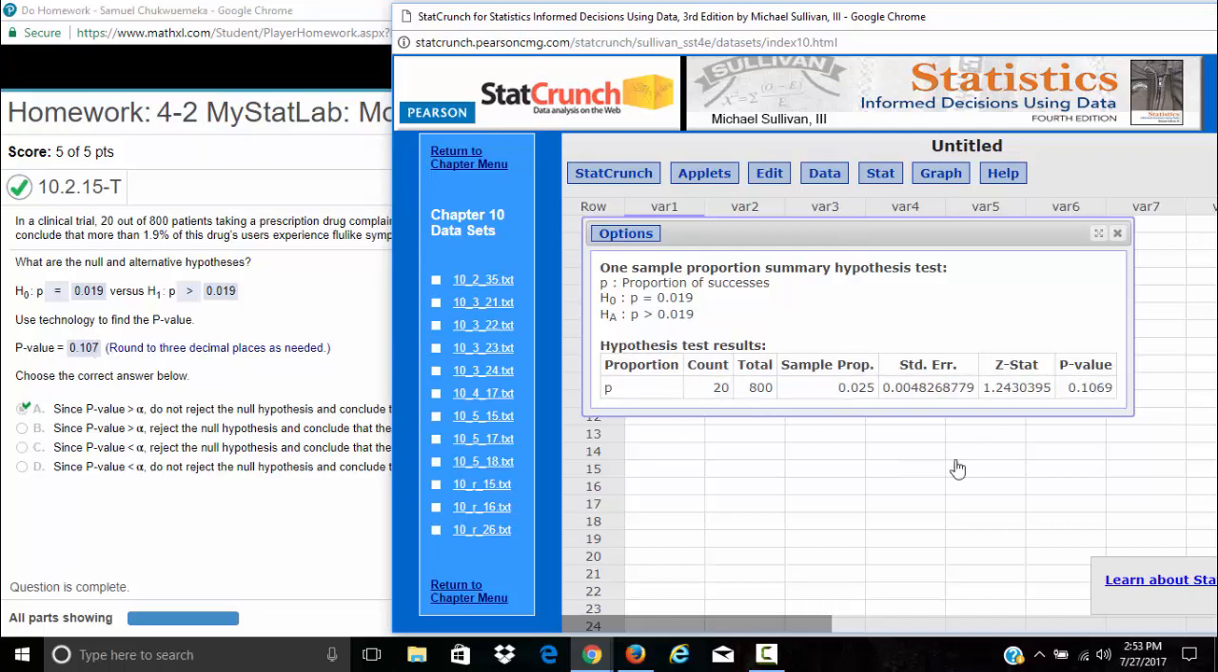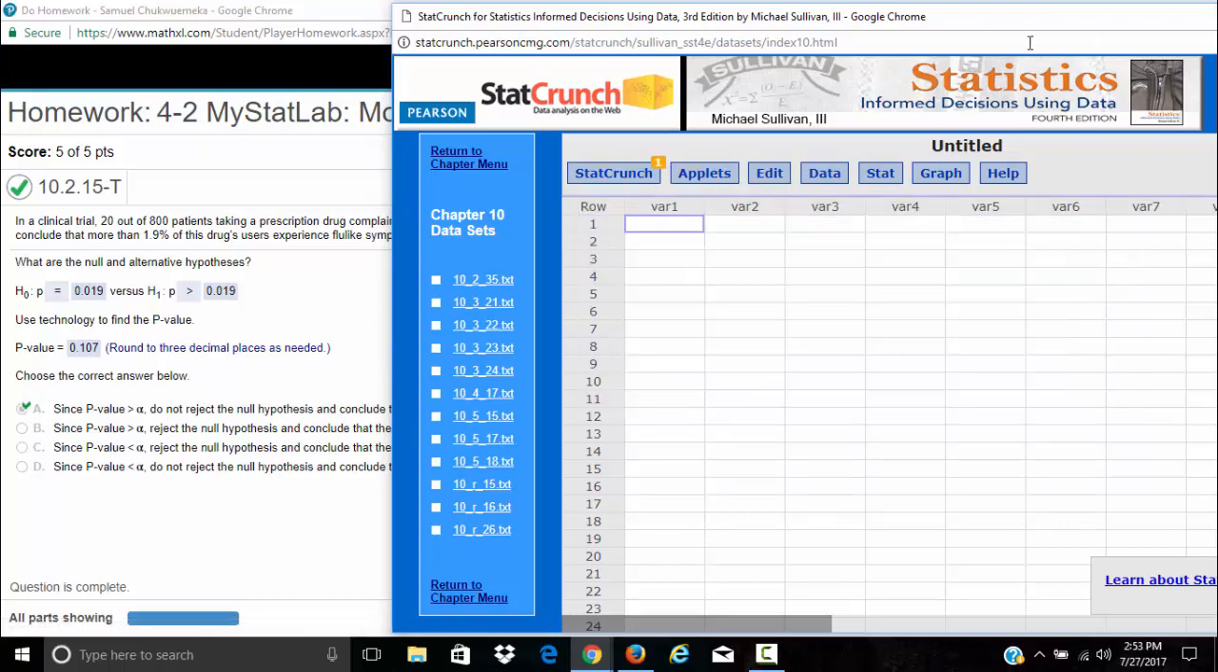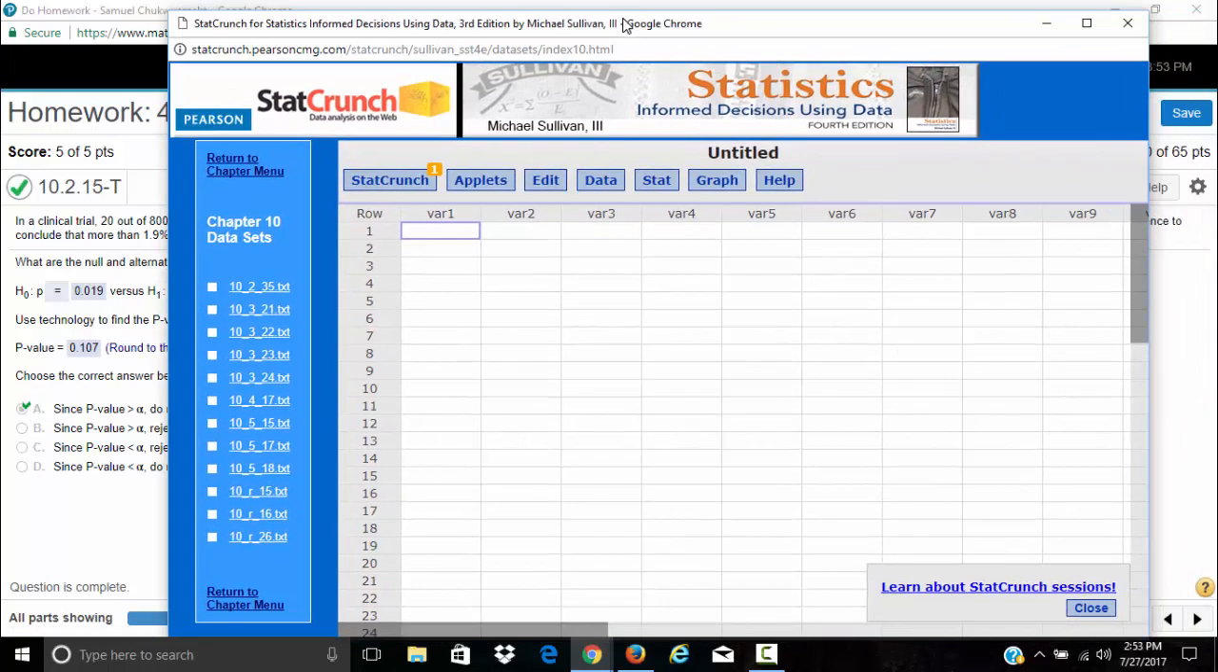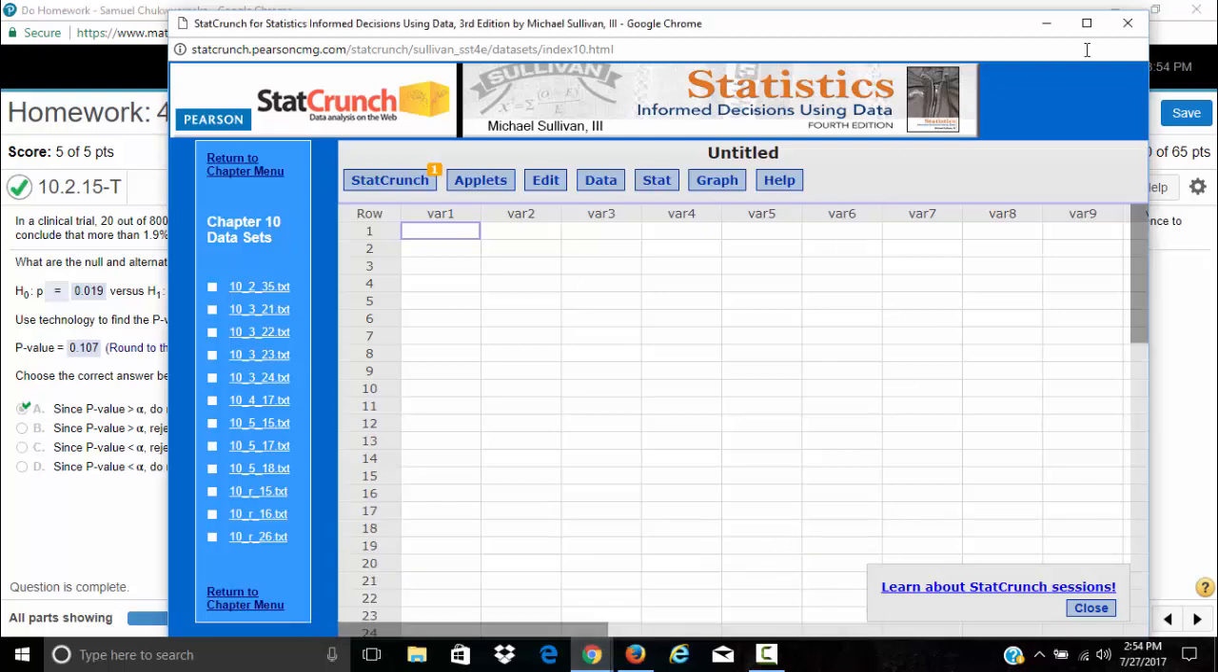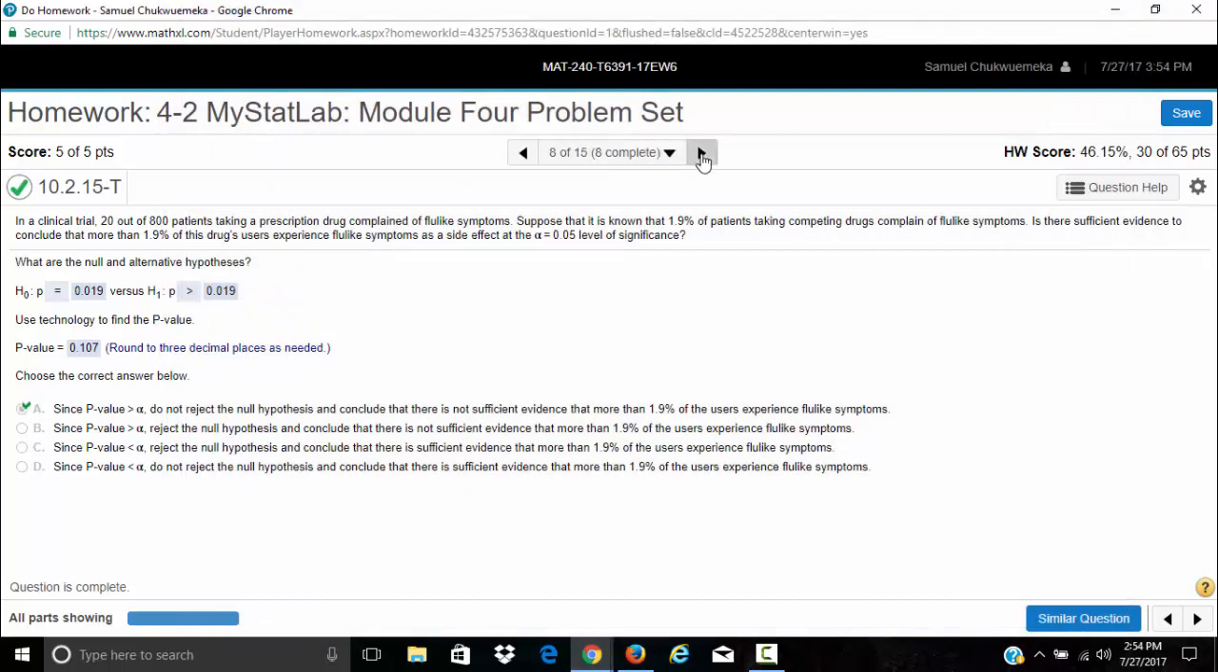If you round to 3 decimal places. Okay? And of course, by your readings and viewing the videos, you now know the conclusion. But on my calculator, I also put the conclusion, so it's easier for you. So that's the way you do it with StatCrunch. Let's minimize this. Or you know what, let's close it. Next question.